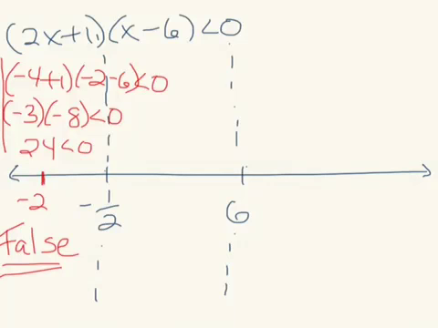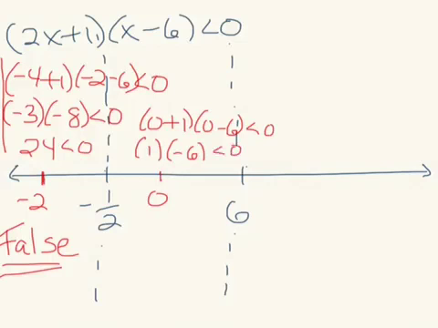Okay, moving on to the interval in the middle, the easiest number to pick between negative 1/2 and 6 is the number 0. So plugging that into our function, we're going to get 2 times 0 is 0, and then plus 1, and 0 minus 6. So that's going to give us 1 times negative 6, less than 0. Negative 6 is less than 0. And that statement's true. So I'm going to write true in the middle.